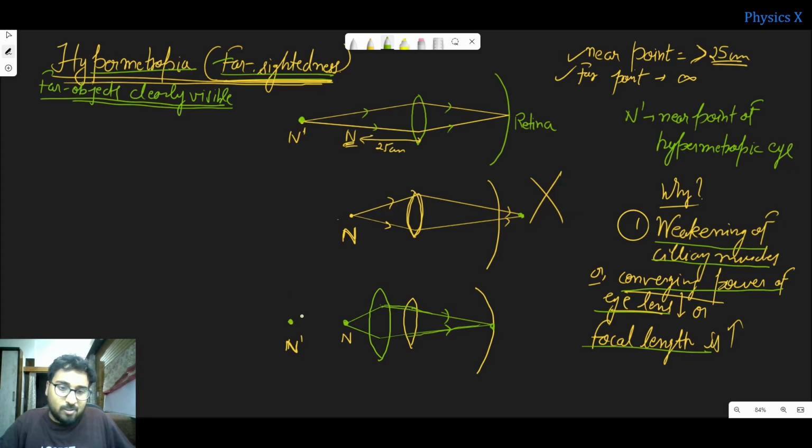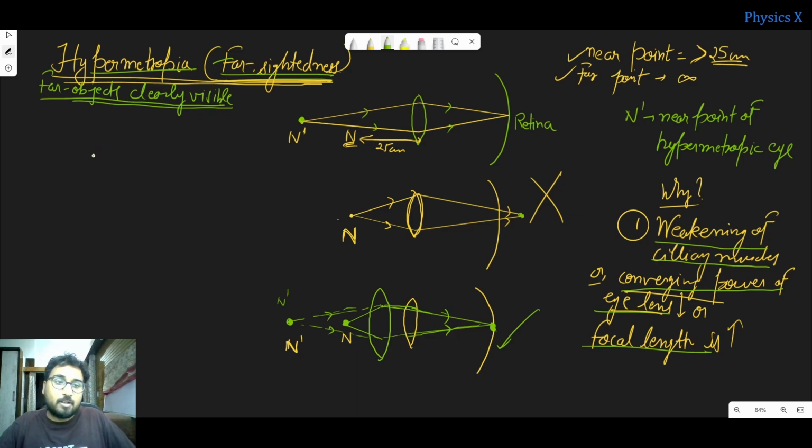You can see that these rays are coming from this near point of this eye, right? It appears to your eye that this image is forming at N dash. So what have you done? You have been successful in creating an image for this hypermetropic eye at the N dash point. All right. So now this object is visible to this person. So this is how you correct it, right?